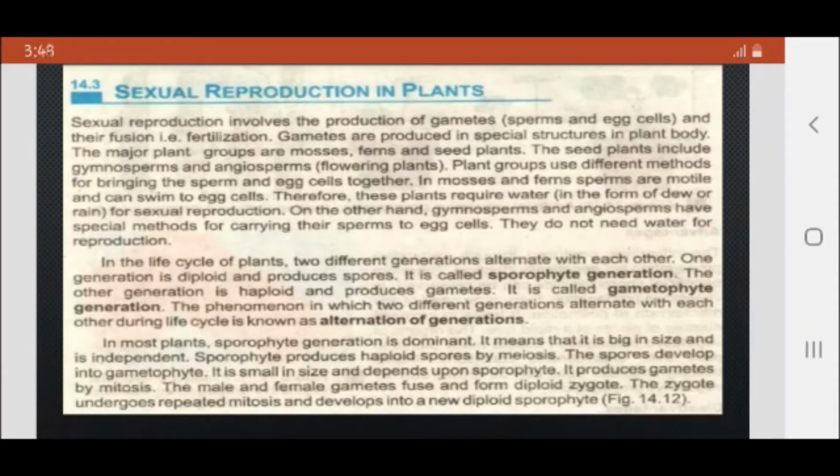Plant groups use different methods for bringing the sperms and egg cell together. In mosses and ferns, sperms are motile and can swim to egg cell. Therefore, these plants require water in the form of dew or rain for sexual reproduction. On the other hand, gymnosperms and angiosperms have special method for carrying their sperms to egg cell. They do not need water for reproduction.